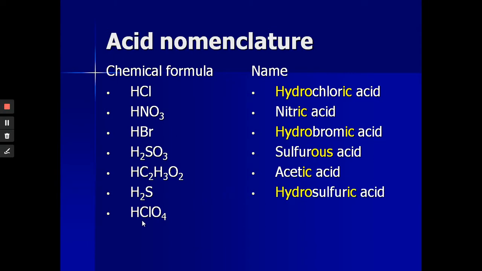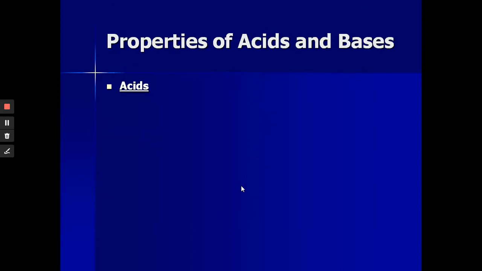The last one is ClO4. ClO4 has the name perchlorate. So it's ending in -ate. Make this one perchloric acid. Okay, I hope you guys are a little bit better prepared for the acid and base lecture.